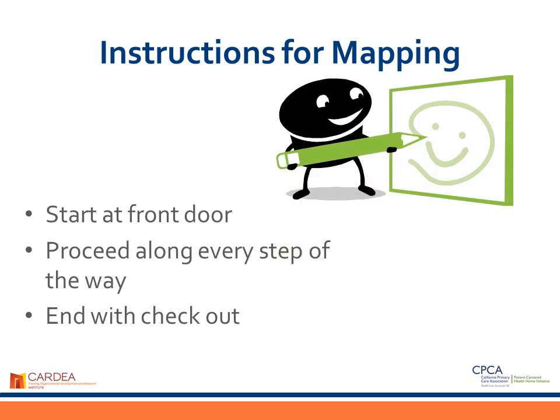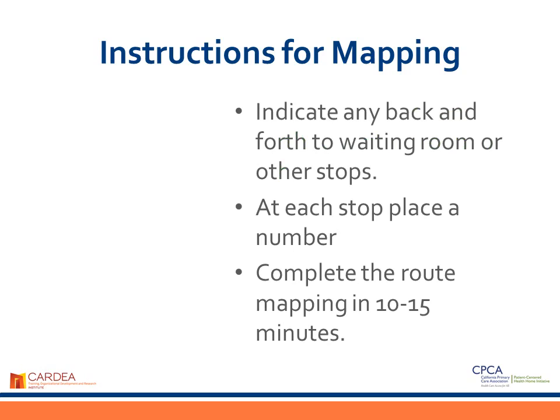The actual mapping is pretty straightforward. Groups will draw on their clinic layout the progress or route through the clinic for each assigned visit type. Again, each route for different visit types will be drawn in a different color. Be sure that they start at the front door with that patient visit and that they indicate every route and step from the front door to the final stop, whether it's checkout or something else. Be sure the groups draw any back and forth to the waiting room and all stops during the visit.